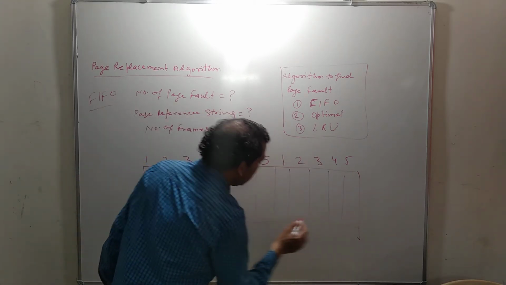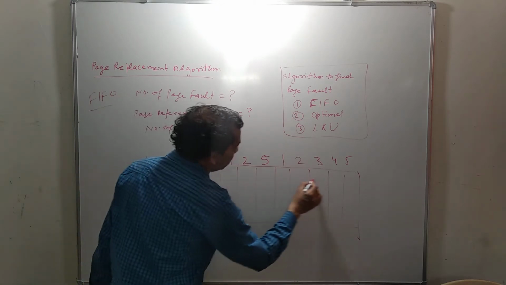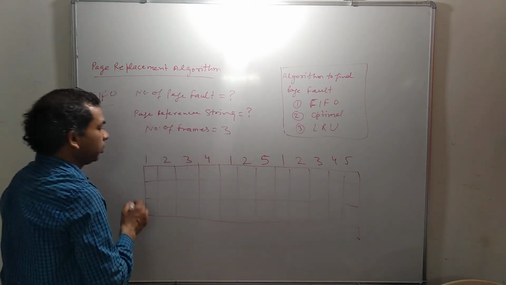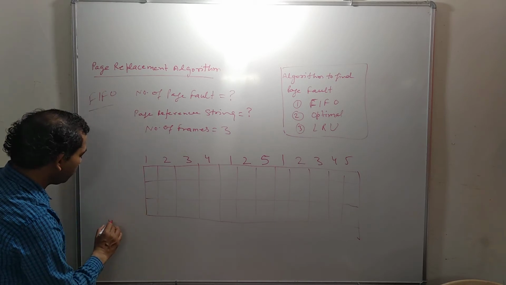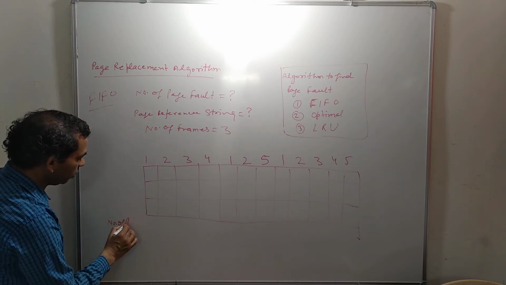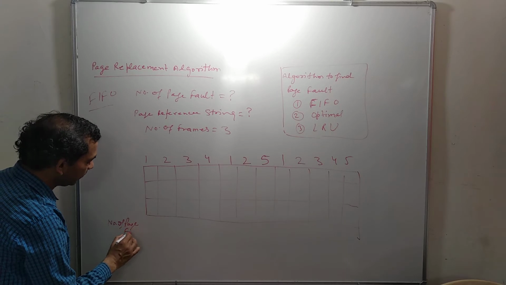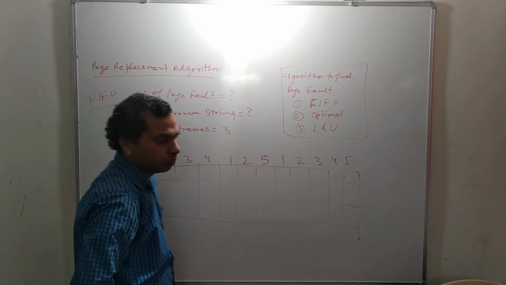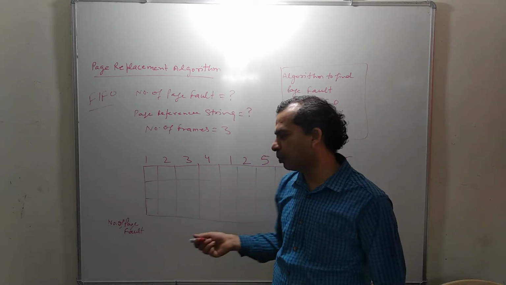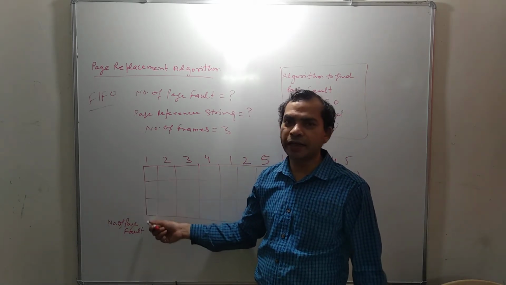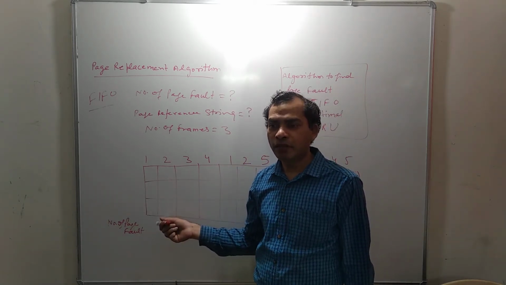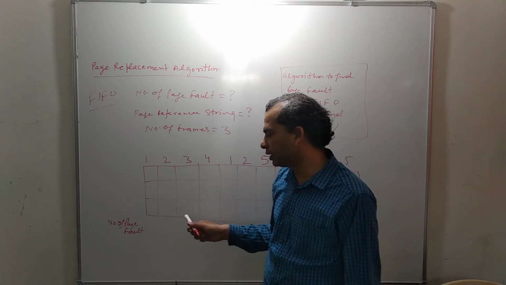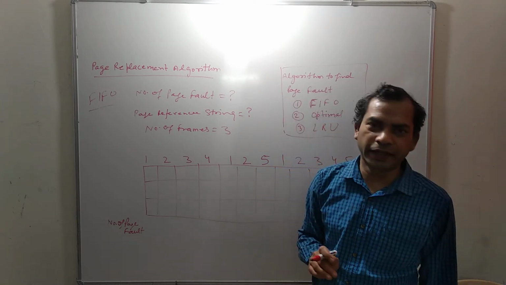So we are making this. The 3 frames are available, so this is 1 2 3. And for the number of page faults, we will use a plus symbol to represent whether a page fault has occurred or not. If a page fault occurs, we will write the plus symbol. If no page fault occurs, then in that situation we will not write any symbol here.